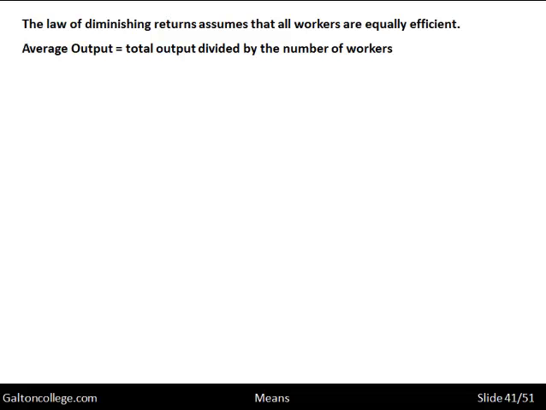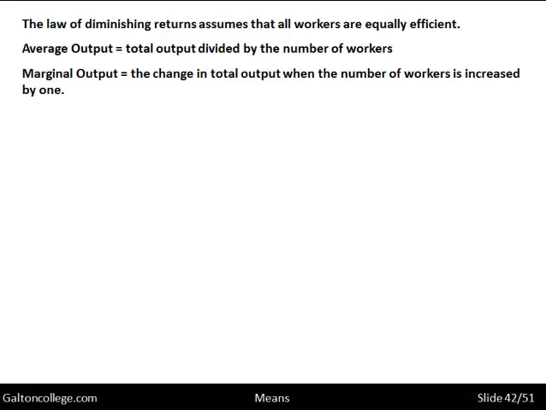Average output is the total output divided by the number of workers. That's how we work out an average. Marginal output is the change in the total output when the number of workers is increased by 1. So we look at the total output of the business as it is now. Then we increase the workforce by 1 more worker. What happens to the total output? Does it go up? How much does it go up? That's a measure of the marginal output.